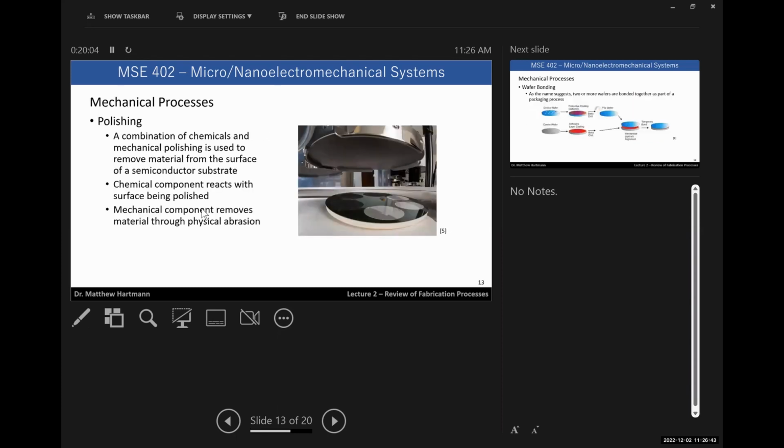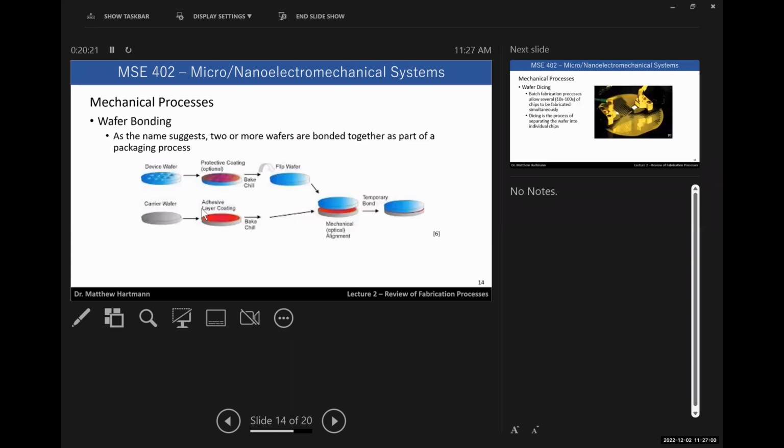And then let's see, we have our last couple of things here, the mechanical processes. So polishing, this is literally just making the surface of your wafer a flat plane, getting rid of any kind of indentations and ridges and all of that kind of good stuff. Wafer bonding is used in a lot of bulk microfabrication processes. It can also be used to grind down or lap your wafers and all that kind of good stuff.